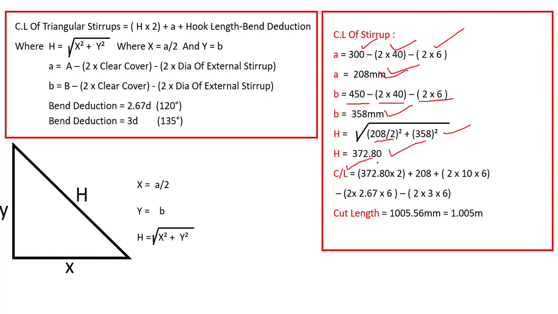Now the cut length will be equal to 372.80 multiplied by 2, because it is h into 2, plus a, which is 208, plus hook length 2 into 10D, minus the bend deductions at both ends. The cut length will be equal to 1005.56 mm, meaning 1.005 meter. So this is how we can find out the cut length of a triangular stirrup.